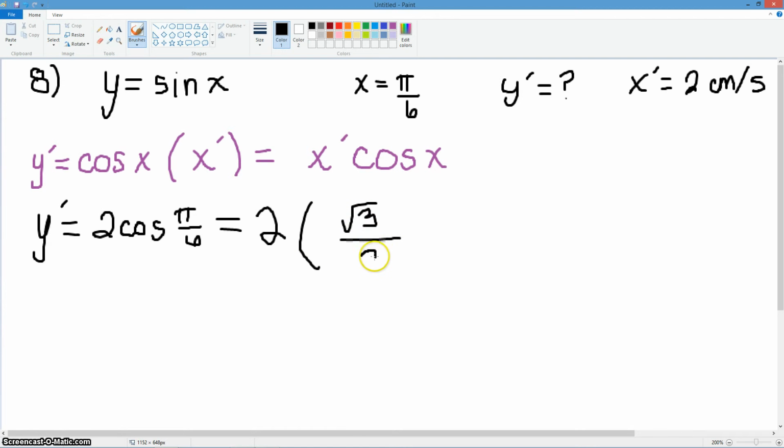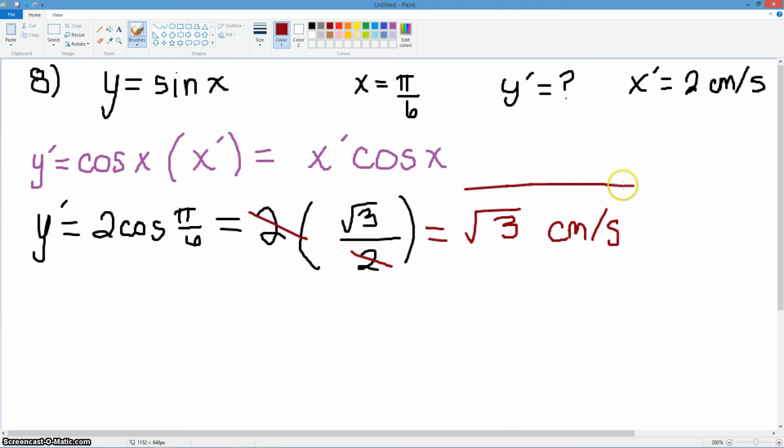And what happens to the 2's? They cancel, that's right. Leaving you just with radical 3, but let's not forget units. And it's going to be a rate. So we will have the only thing which we see here, centimeters per second. And that's our answer.